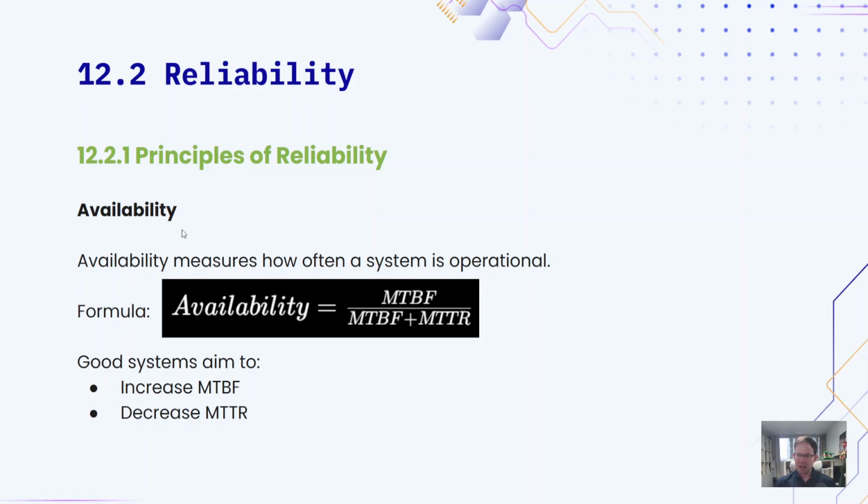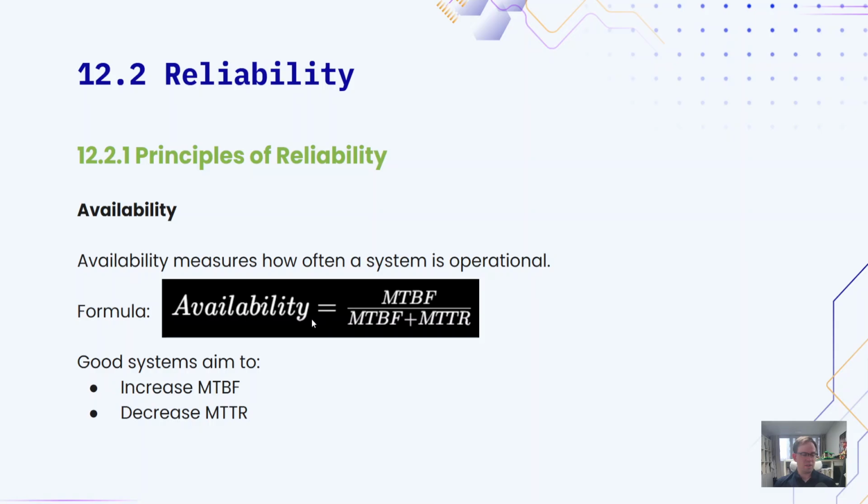Okay. And then we can talk about availability. Availability is kind of a sum of all of these things. Availability measures how often a system is operational. So we have the mean time between failures divided by the mean time between failures plus the mean time to repair.